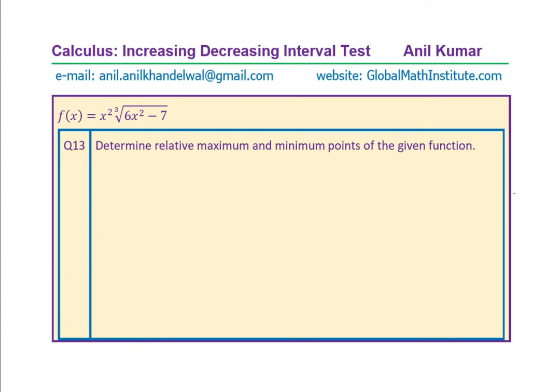Question 13. f of x is equal to, let me rewrite this, x squared times the cube root of 6x squared minus 7. Now, whenever radicals are involved, it becomes slightly more tricky to analyze the first derivative or the second derivative. That's why this question is here.